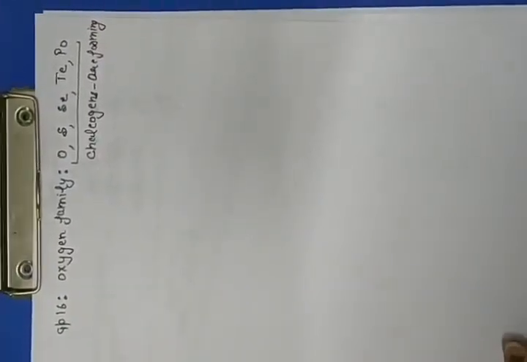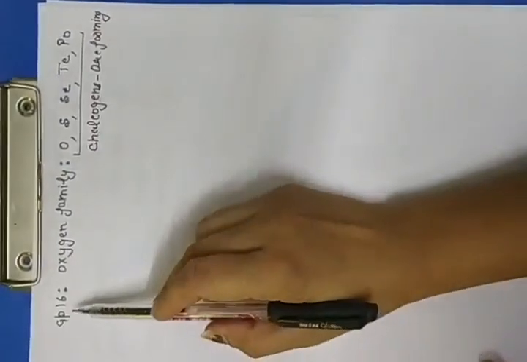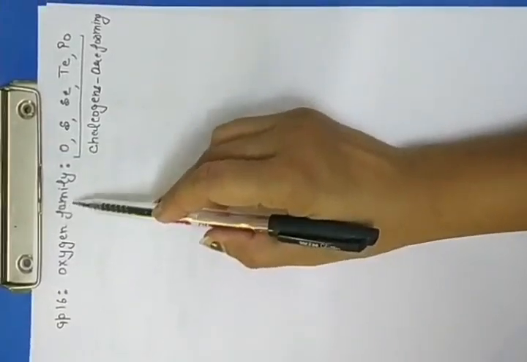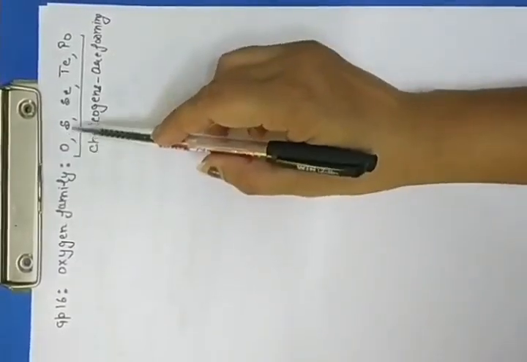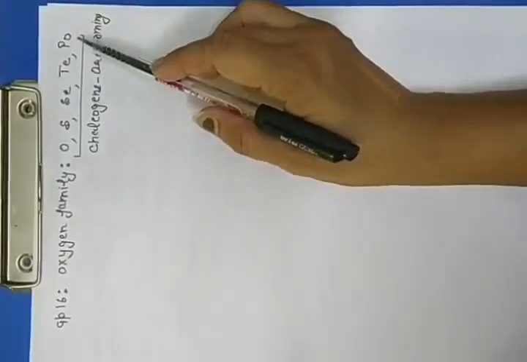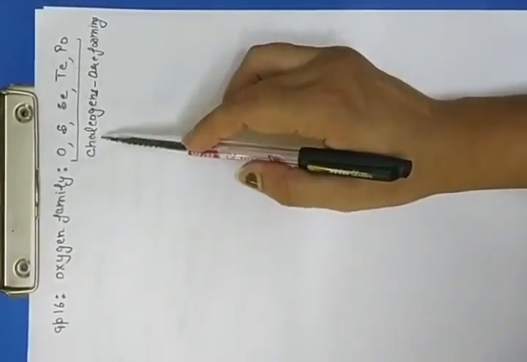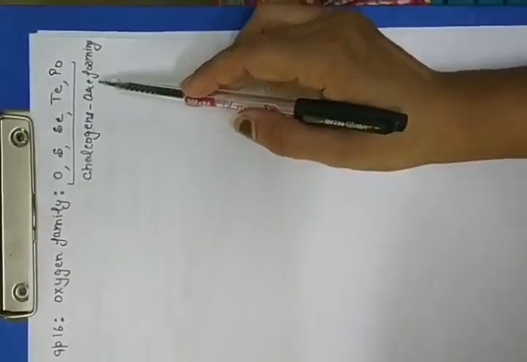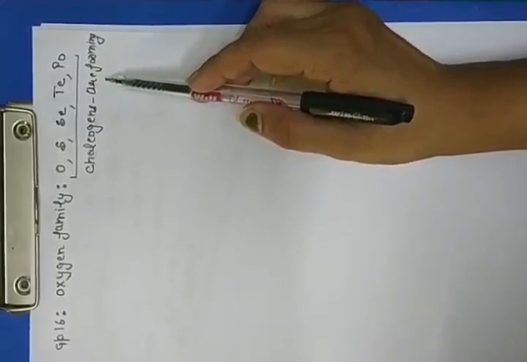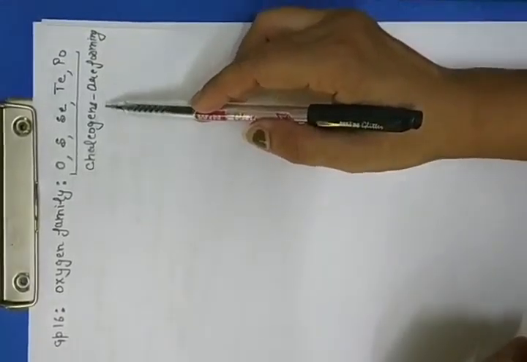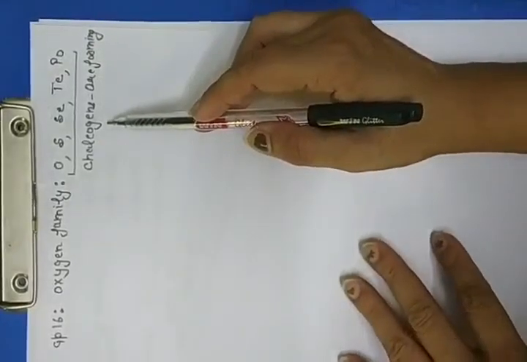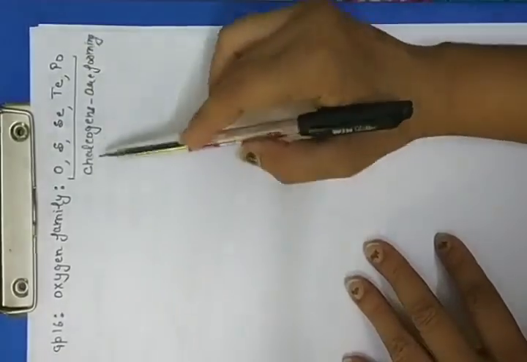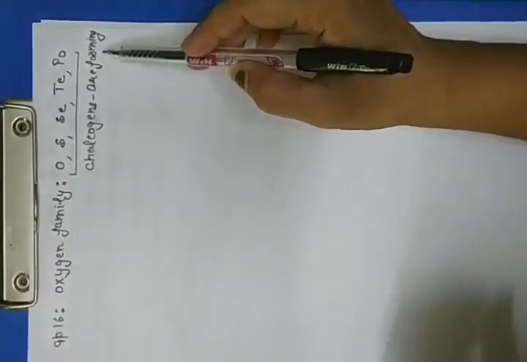So here we started group number 16 elements. This group is called the oxygen family, which involves oxygen, sulfur, selenium, tellurium, and polonium. These elements are called chalcogens, that is, ore forming. What does it mean? Mostly these elements are present in the earth's crust with metals in a combined state. That combined state is called ore, hence collectively they are called ore forming.